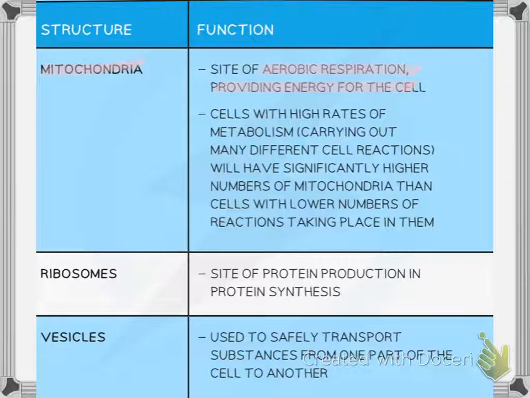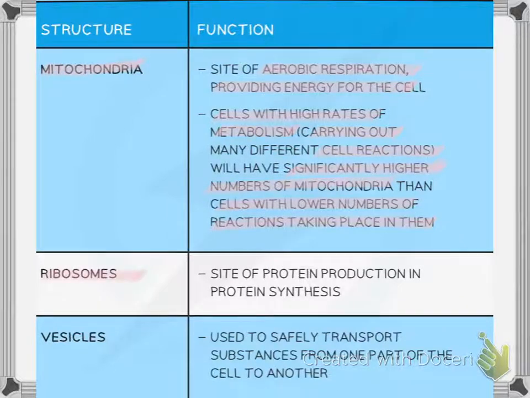Now, cells with higher rates of metabolism, which means they carry out many different chemical reactions, have a higher number of mitochondria than cells with fewer reactions taking place in them. This means that cells which have a lot of mitochondria have many chemical reactions taking place. But cells with fewer mitochondria have very few chemical reactions in them, and mitochondria is the place where aerobic respiration occurs.